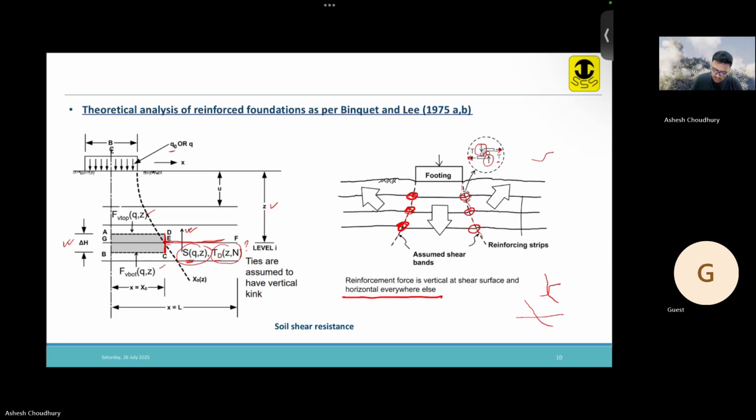Now see, at this point, what? This point is x equal to x naught. x naught is the point where the shear stress, the shear force, is the maximum. And also we have x equal to L. L is the point where we have this much vertical force. All right.